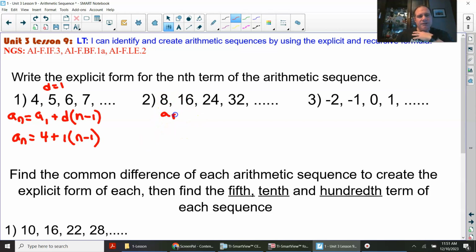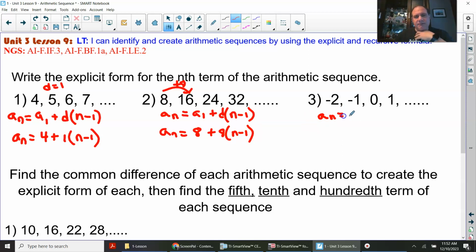All right. So the formula is a sub n equals a sub 1 plus d times n minus 1. A sub n, you're going to leave because they just want the nth term. A sub 1 is 8. The common difference is plus 8. And then n minus 1. Common difference, a sub n equals a sub 1 is negative 2, plus the common difference, it's plus 1. And then n minus 1.